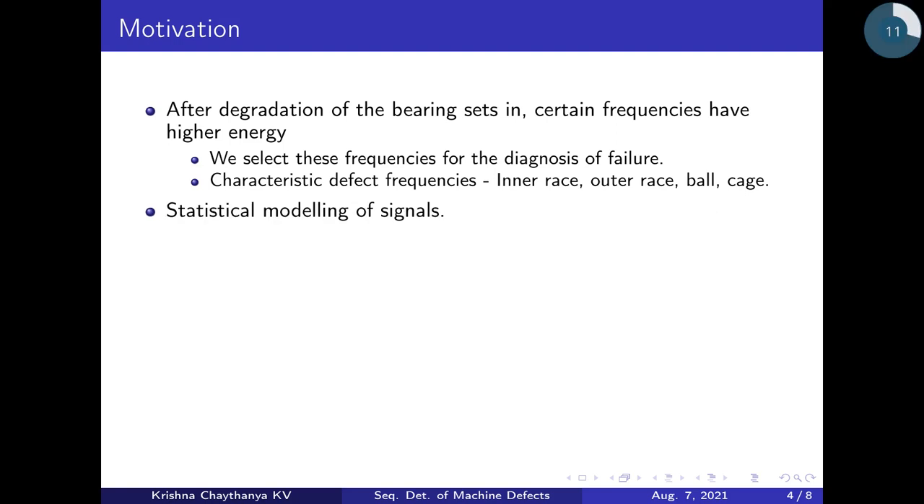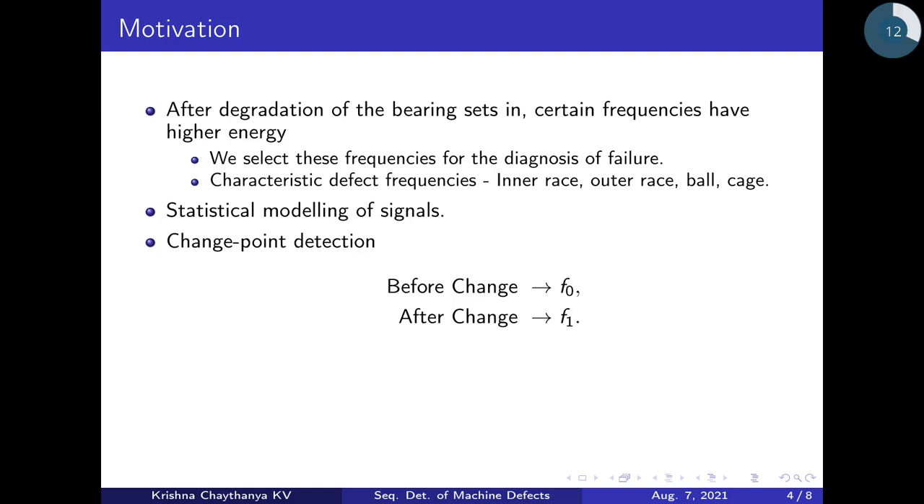We model these power spectral density signals as having a certain distribution. That is, we perform statistical modeling of these signals. We model the signals as having a probability distribution before the degradation and a different probability distribution after degradation has set in. We perform change point detection. That is, we look for a random time called a change point when the distribution of the signals changes from some distribution F0 to some other distribution F1.